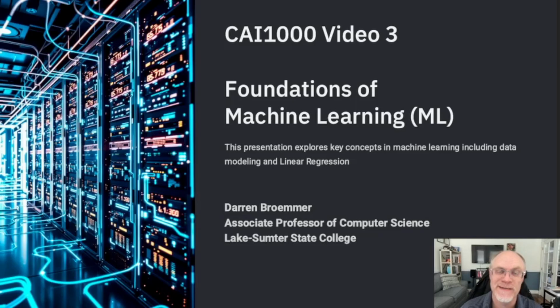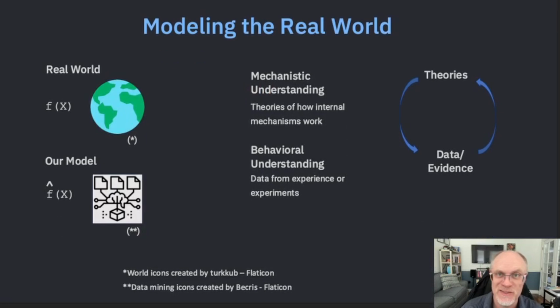In week 3, we're going to cover the basics of machine learning and look at some simple models, including linear regression. So remember that we're trying to create a function f hat. The hat means that we're estimating what happens in the real world. So we can't capture the real world exactly, but we want to create as good of an estimate as we can. And so there's two ways we can do this.